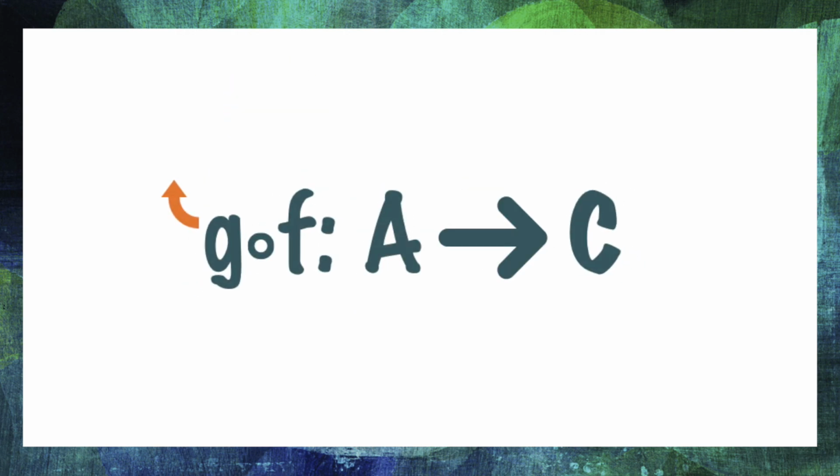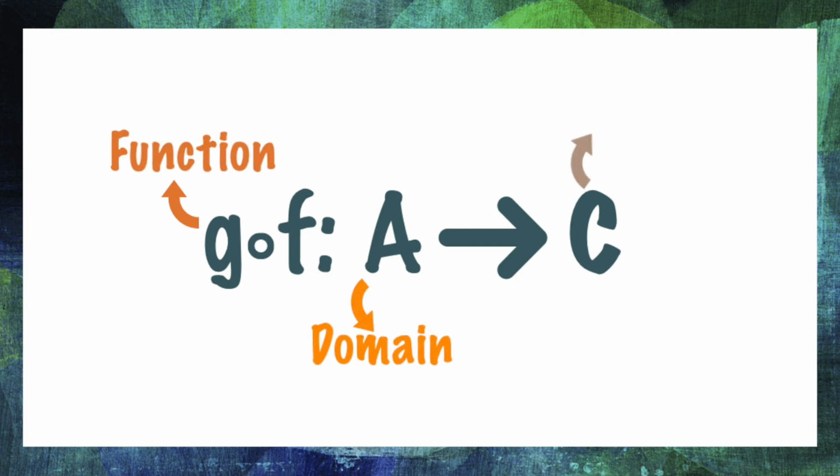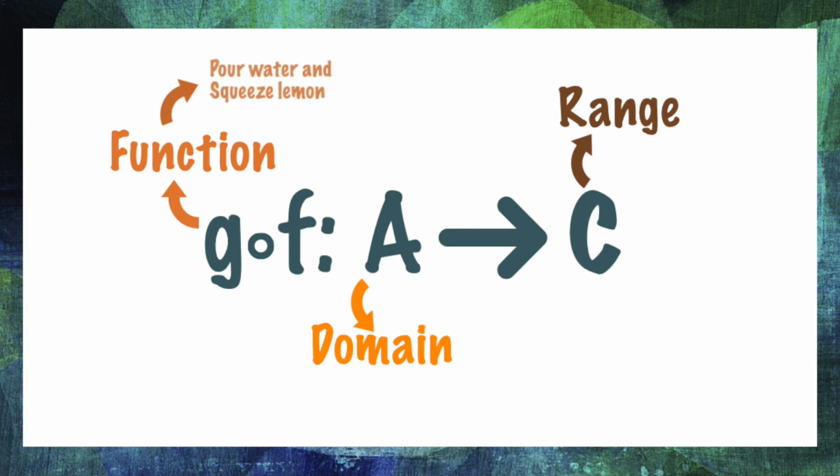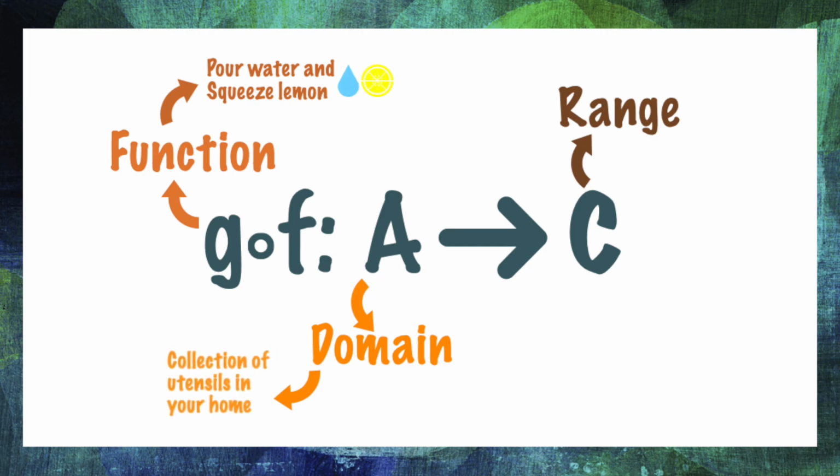And when we define our g naught f, it is itself a function, A is the domain, and C is the range. And the function here will be combined, that is pour water and squeeze lemon. Our domain is the same as the domain of f, that is the collection of utensils in your home. And our range for this function is the same as the range for g, that is the collection of all utensils full of lemon water.